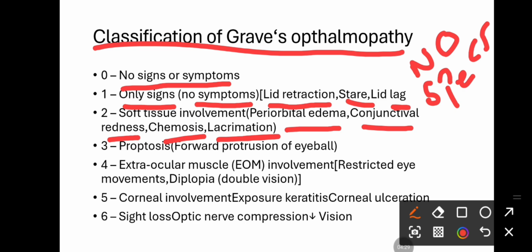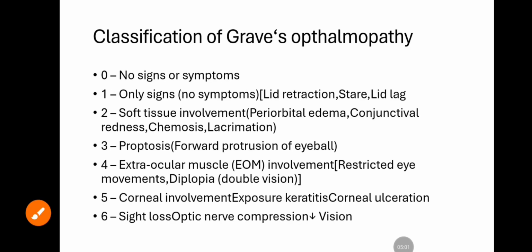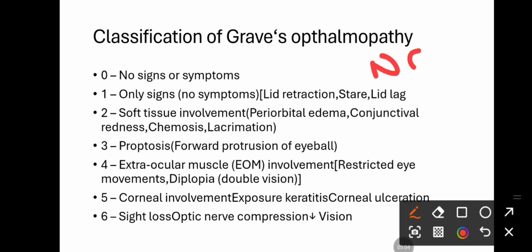And for grade 3, P, proptosis, means forward protrusion of the eyeball. And for grade 4, E, there will be extraocular muscle involvement, meaning restricted eye movements and diplopia, which means double vision. And for grade 5, C, that is corneal involvement, there will be exposure keratitis and corneal ulceration. And for grade 6, S, there will be sight loss, optic nerve compression, which will lead to a decrease in vision. Remember that for this mnemonic, it is NO SPECS.